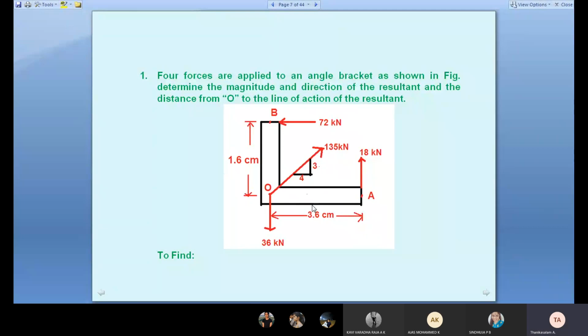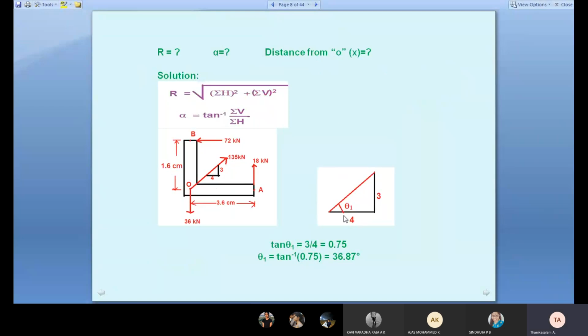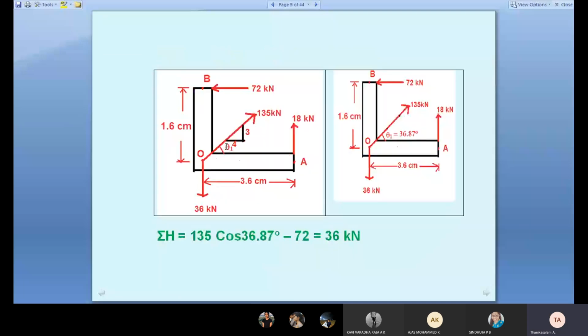What mathematical concept? I take out the triangle 3 by 4. So I fix the angle theta 1, tan theta 1 equal to 3 by 4. 3 by 4 equal to 0.75. Therefore, theta 1 equal to tan inverse of 0.75. We got 36.87 degree. Okay, so we know the resultant. Our aim is to find the resultant R, alpha, that is the resultant direction, and the distance from O. So we calculate theta 1 by applying the mathematical concept: 36.87.